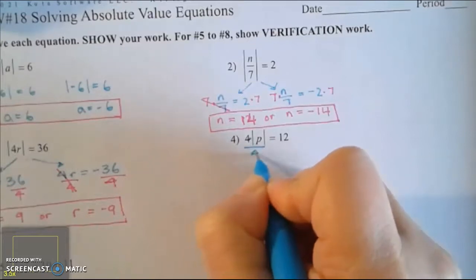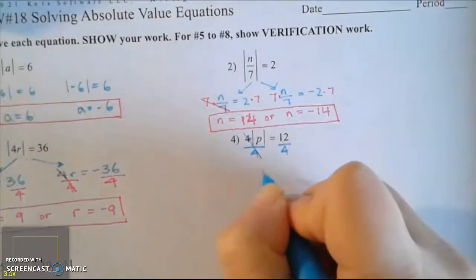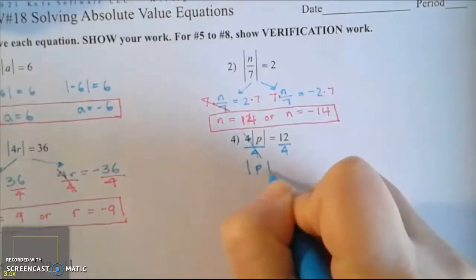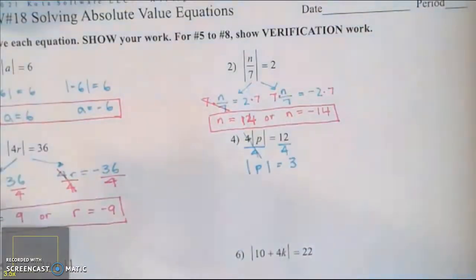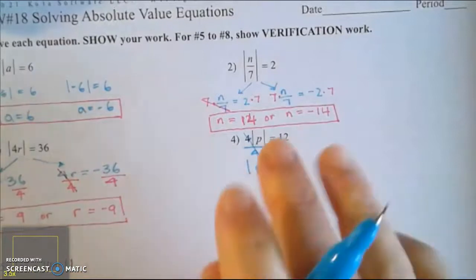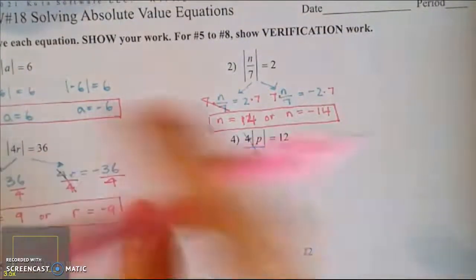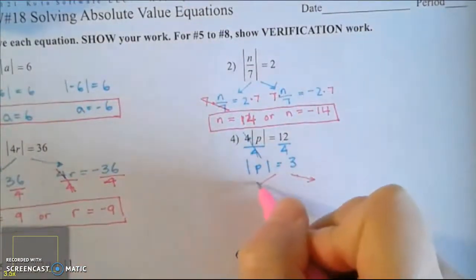So that means we're going to divide both sides by 4. When I do that, that becomes my giant 1. And I still have the absolute value of P is equal to 12 divided by 4, which is 3. Notice that the absolute value symbol is still there because we have not taken care of it yet. But now we can split this equation into two different versions.